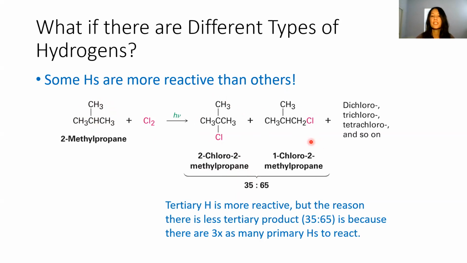This says that the tertiary is more reactive. So don't let this 35 deceive you. Even though it's a small number, it's still very high given that you have 1 versus 9 primary H's. So this actually says the tertiary is more reactive. The reason why there's less tertiary is just because there are 9 times as many primary H's to react.